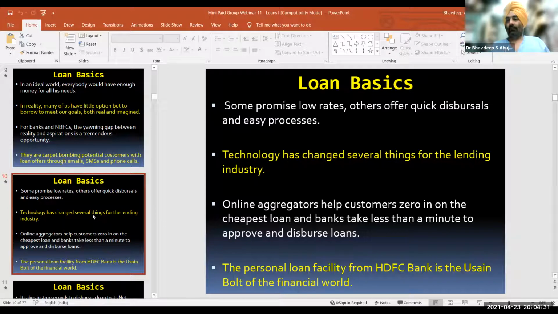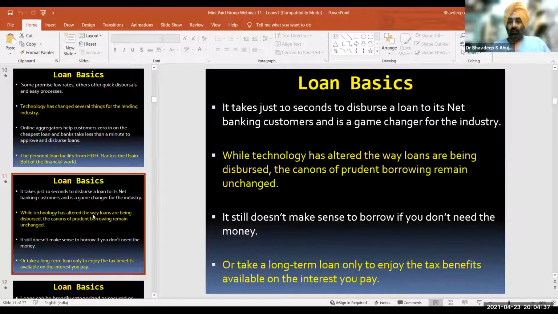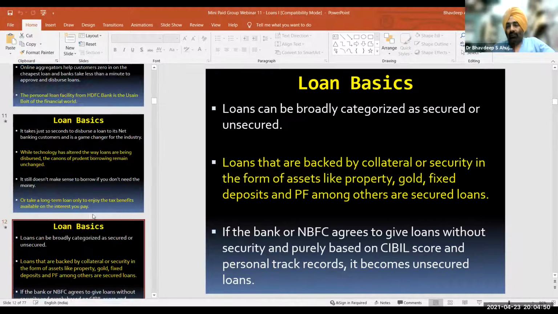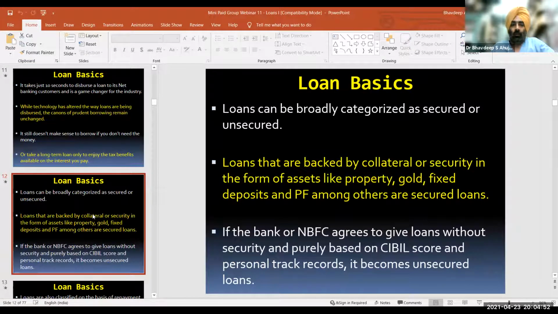Some promise fast disbursal, some have low rates, and HDFC is known to disburse in less than 10 minutes, or even less than 10 seconds for its net banking customers. So that is the kind of options they give to the industry. Of course, there are tax benefits on loans like home loans as well, on both the principal and the interest component. Then we discussed the types, secured and unsecured.